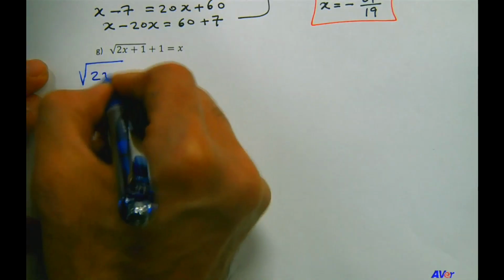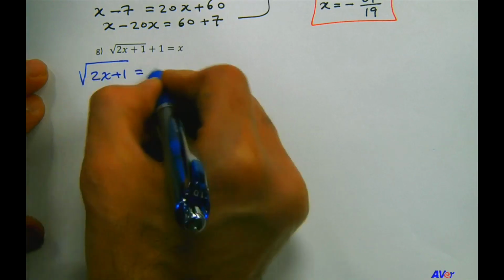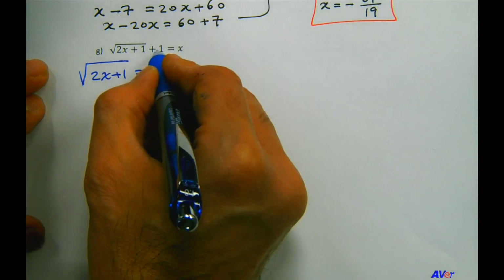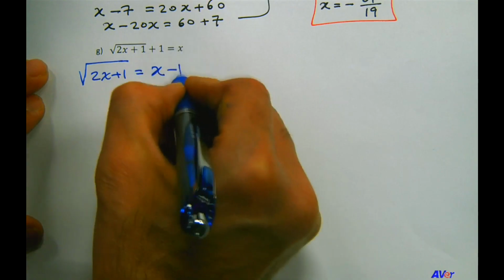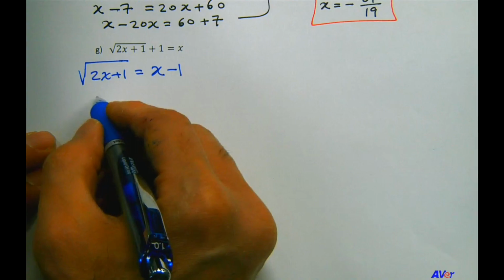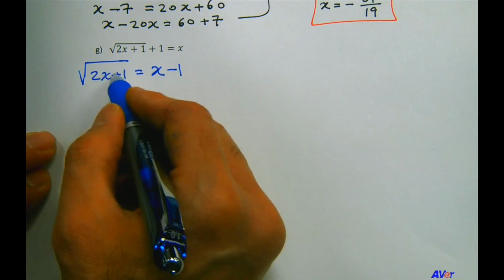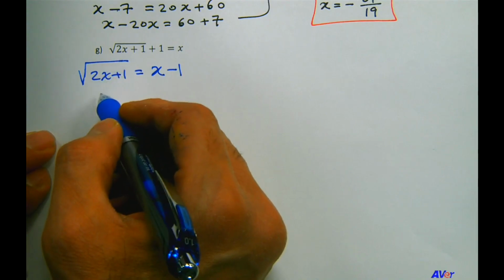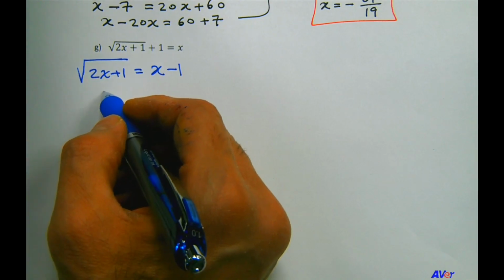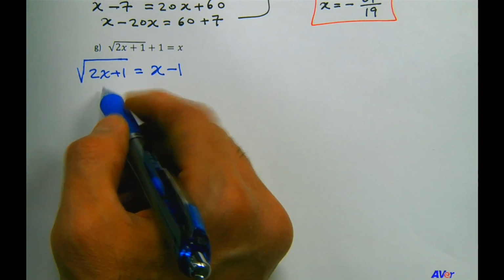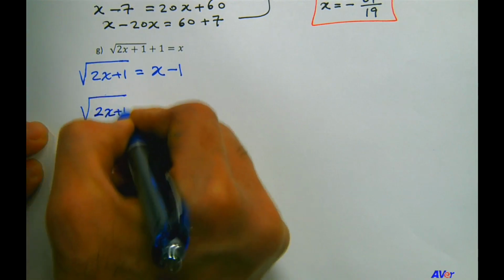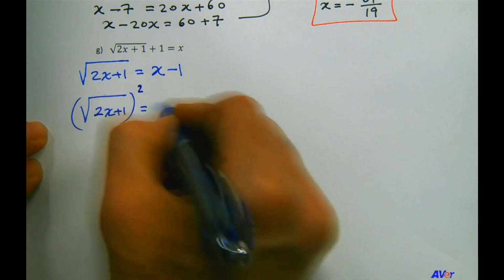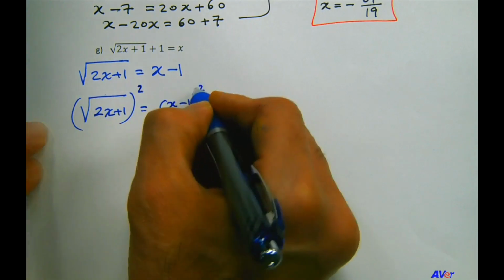So let's do that. We have square root of 2x plus 1 equals x minus 1. When you move 1 to the other side, it was positive on this side, and on the other side it becomes negative. So now we should raise both sides to an appropriate power. What would be the appropriate power? It would be the second power, right? Square root of 2x plus 1, squared, equals x minus 1, squared.